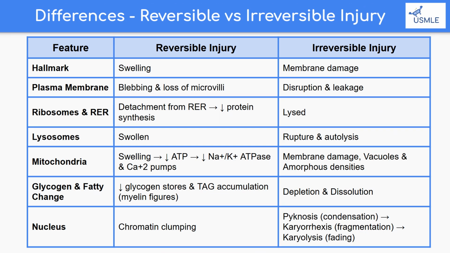This table gives a comprehensive overview of the previously discussed mechanism. Notice how the membrane and organelles undergo change in each type of injury. These differences determine whether the cell can recover or if it will succumb to death.